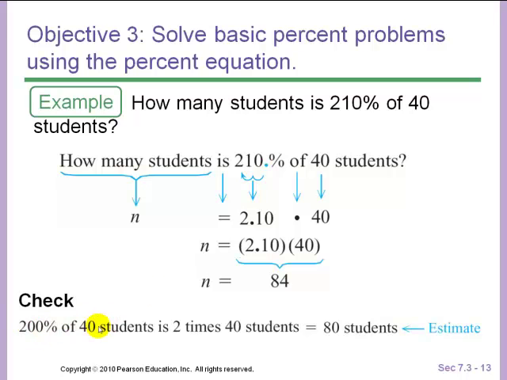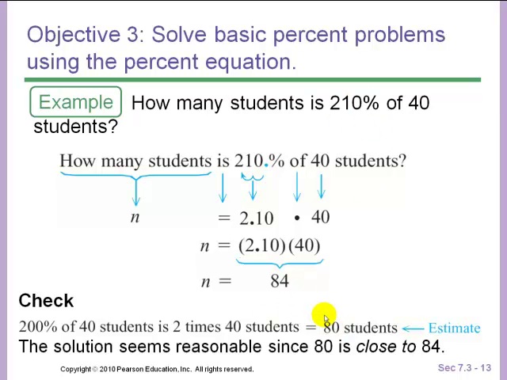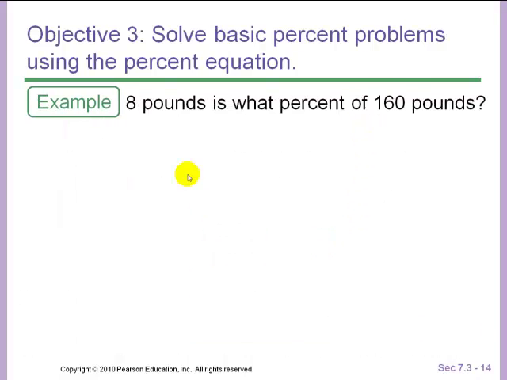We can check this. 200% of the 40 students would be 2 times 40, or 80. We're going a little over 200%, so our answer should be a little over 80, which is reasonable. So our answer is n equals 84, or 84 students would be 210% of 40 students. 8 pounds is what percent of 160 pounds?